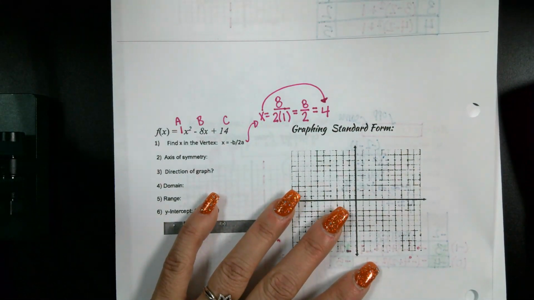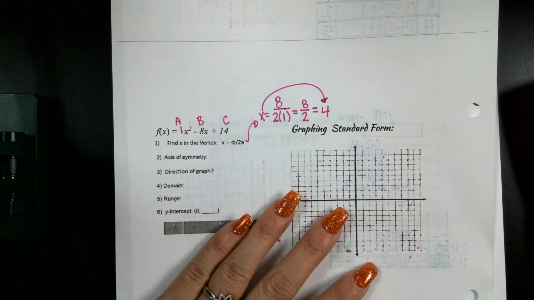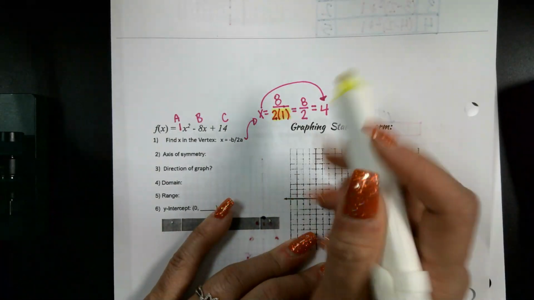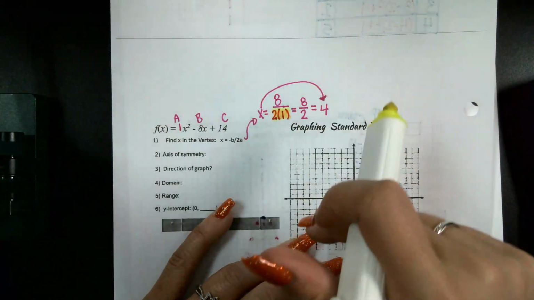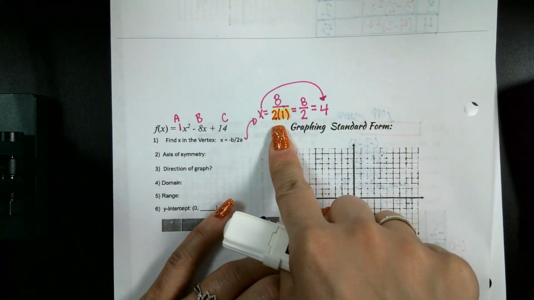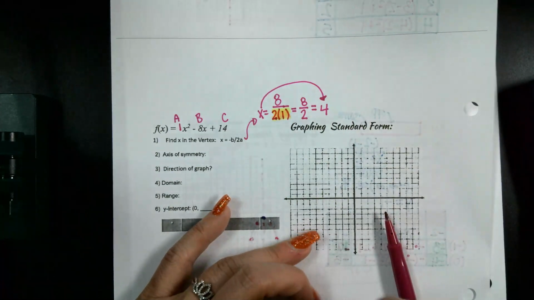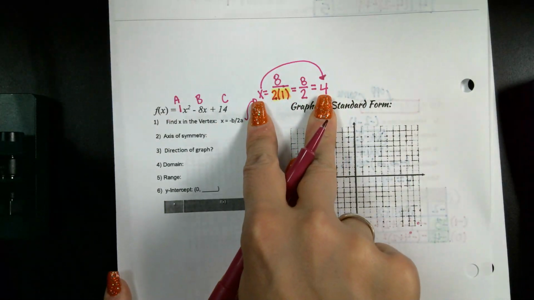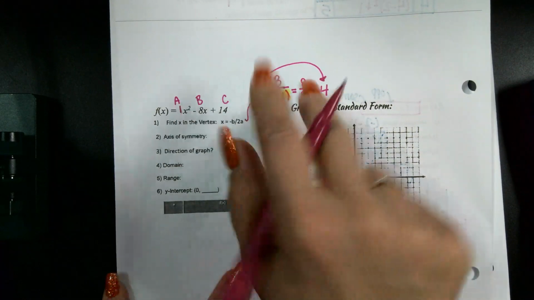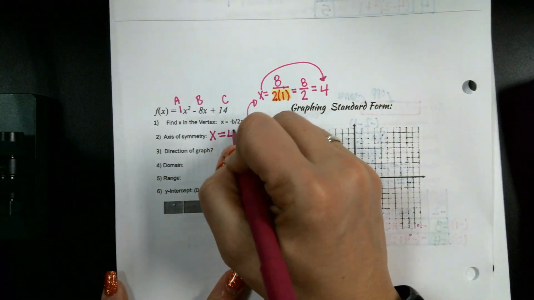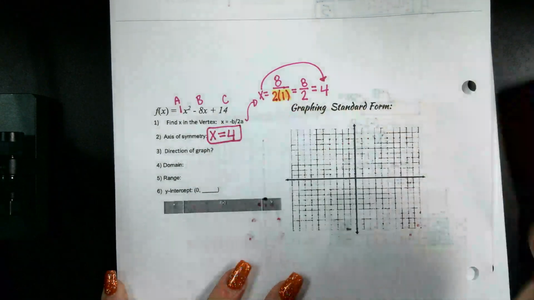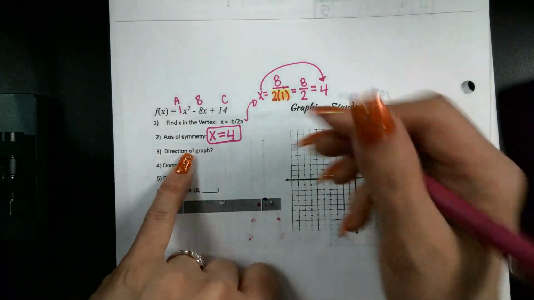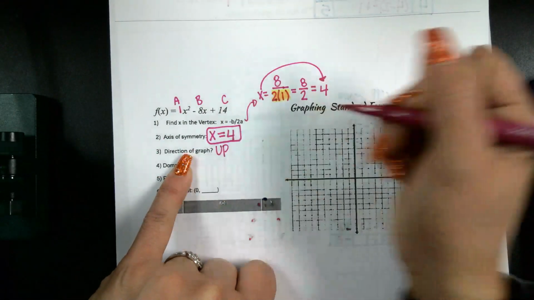We just found our x coordinate. You always have to multiply out the bottom before you do your division. That's why I asked you guys what 2 times 1 was and just made it a 2, and then you divide. Axis of symmetry, isn't that what we just found? X equals 4. Okay, so there it is, x equals 4. Is the number out front positive or negative? Positive, so it is facing up.